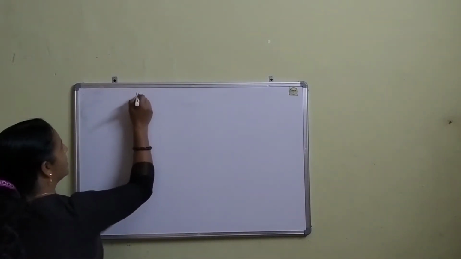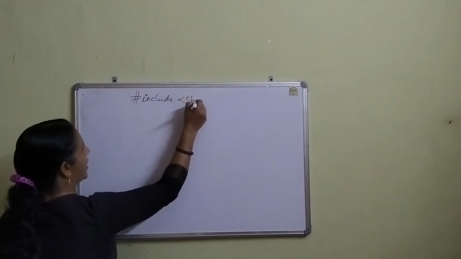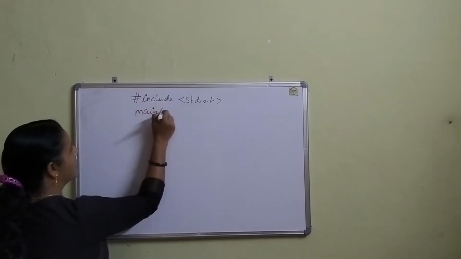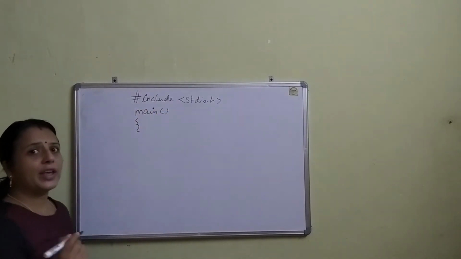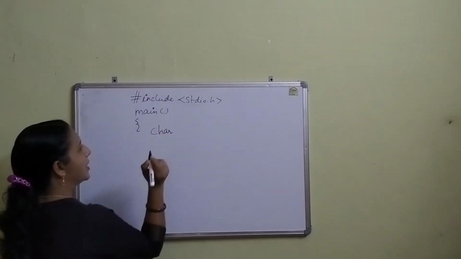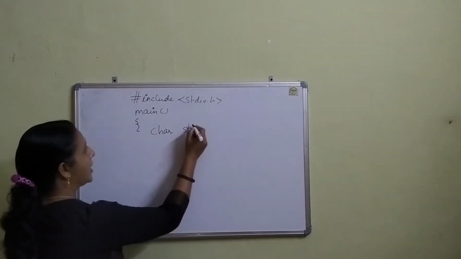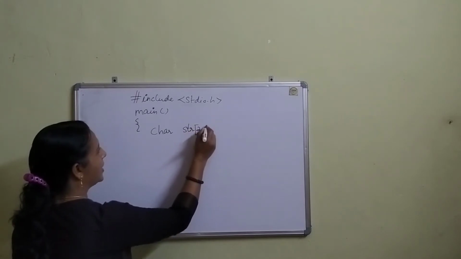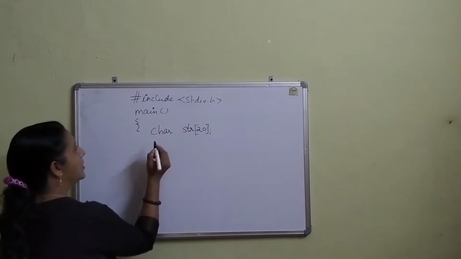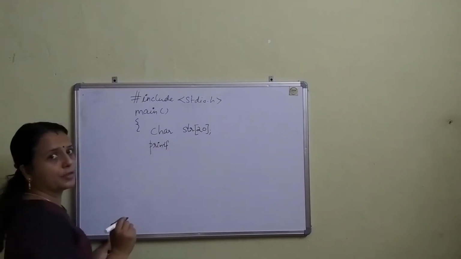So our program starts with #include <stdio.h> and our main program starts here. Suppose we have declared a character array, and the name of that array is str, and the size that you have specified here is 20. The next statement you will be writing is a printf statement.